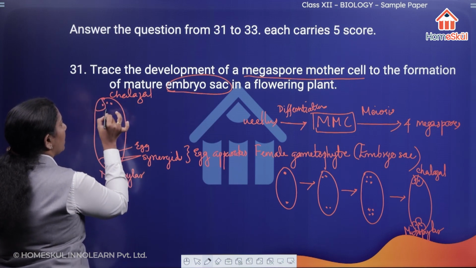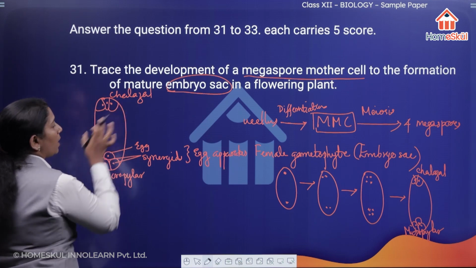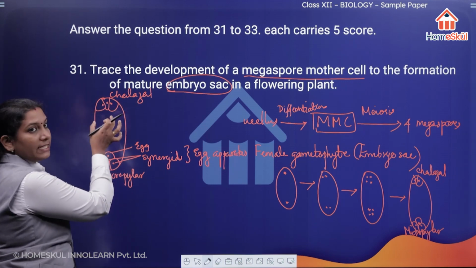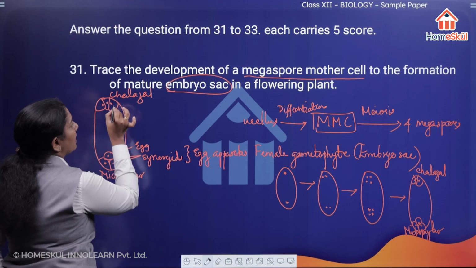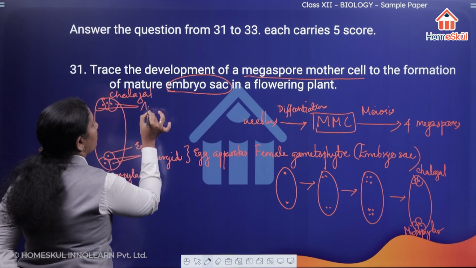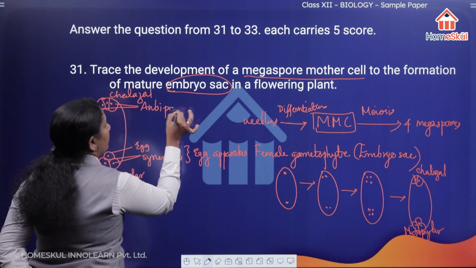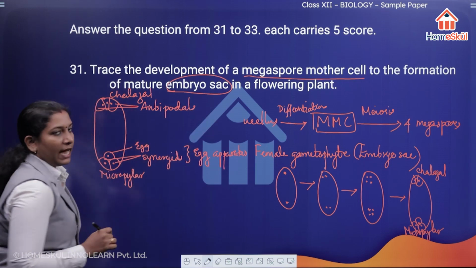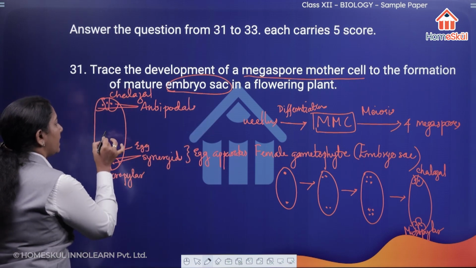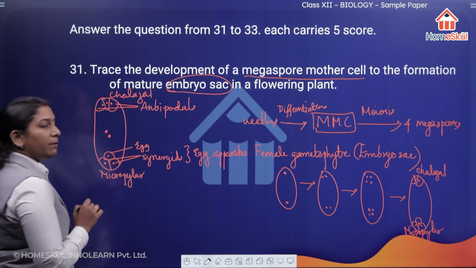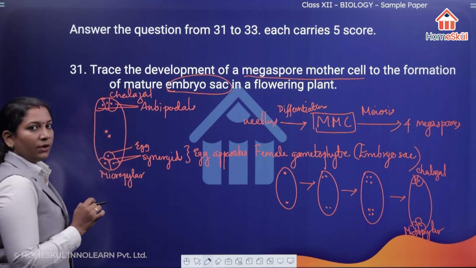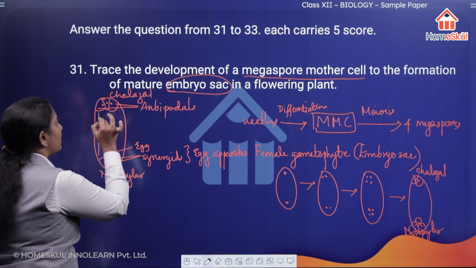The 3 nuclei at the chalazal end will again form cell walls surrounding them, and they will form 3 cells at the chalazal end. These cells are altogether called antipodals. And the remaining 2 nuclei will be positioned in the center, and this will form a central cell.